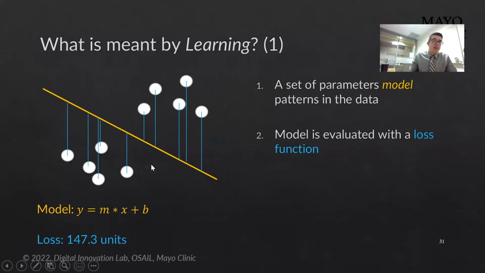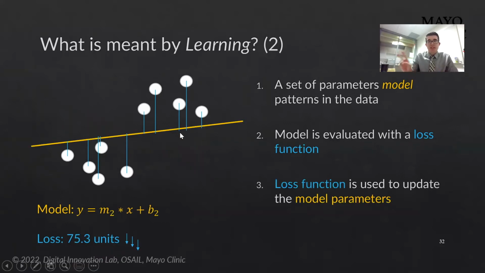The second step in learning is that you calculate the difference between the data points and your model. This is what we mean by the loss function. In this example, we're calculating the distance between our white dots and the predictions generated by our orange line, or our equation here. This gives us some loss value down here, which in this case is pretty high because our model's doing a poor job.